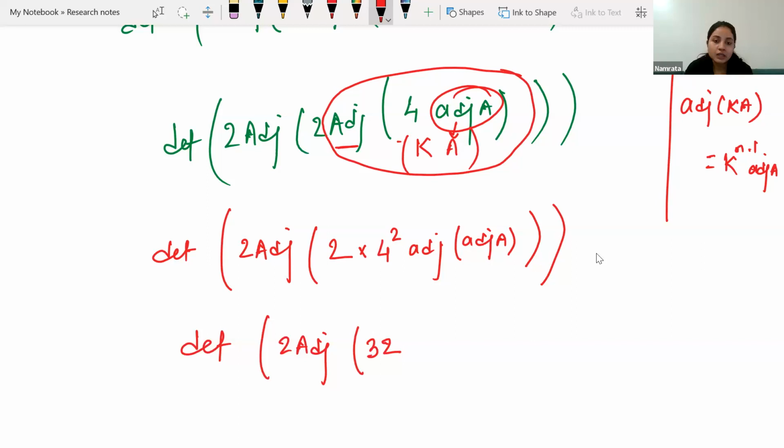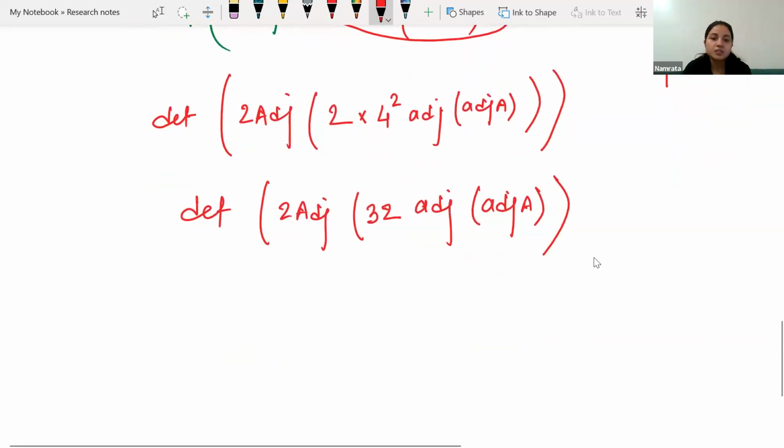Adjoint of. Now can you see the same property again? We can apply. Can you see? Adjoint of K into A. Yeah, we can apply the same property again. Let's apply it.